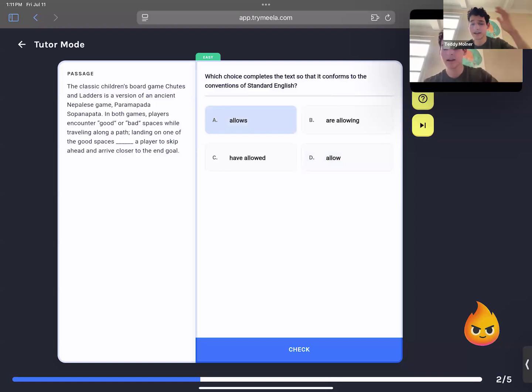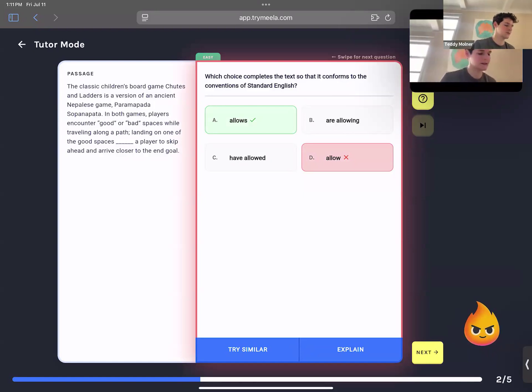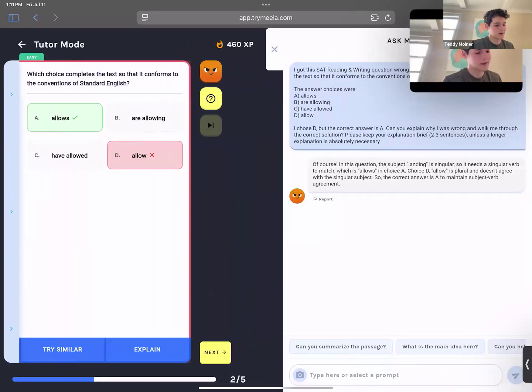Now let's say you got it wrong. Let's say we thought the answer was allow because we mistook the subject of the sentence. When we get a question wrong and click check, MEELA is going to explain that we got it wrong, but it's going to be very friendly. It's going to say, "Don't worry, let's learn from this." And this is where it gets special. If we click on explain, we're brought to a separate chat window with MEELA, where MEELA fully explains the answer for us. Let's see how MEELA explains it.